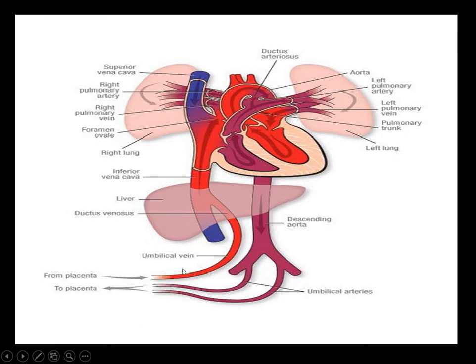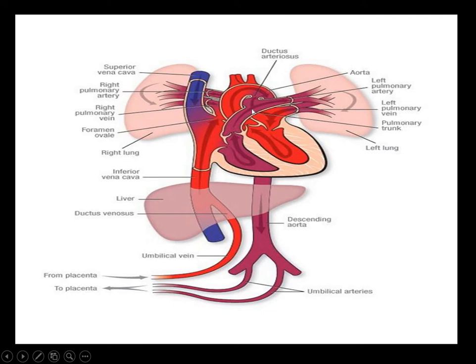Again I repeat, from the placenta, the oxygenated blood passes into the fetus and is delivered to the ductus venosus, and it passes to the inferior vena cava. The blood is passed into the right ventricle and left atrium through the foramen ovale.